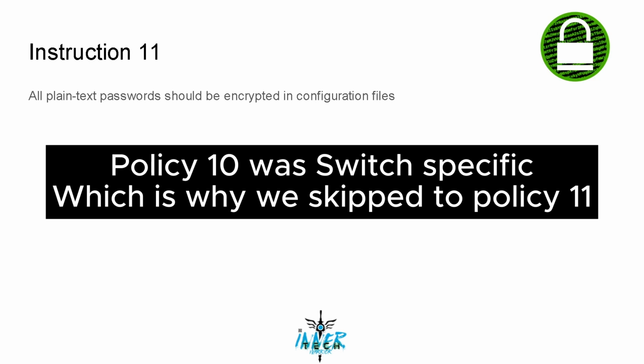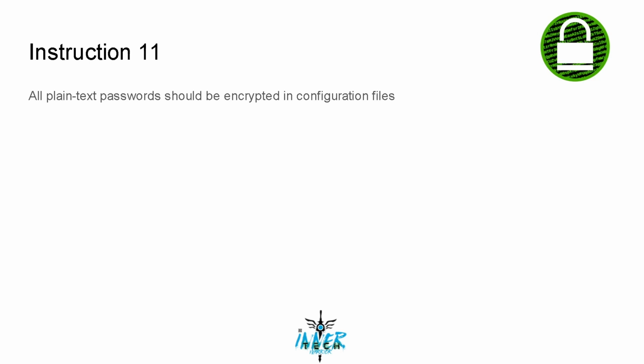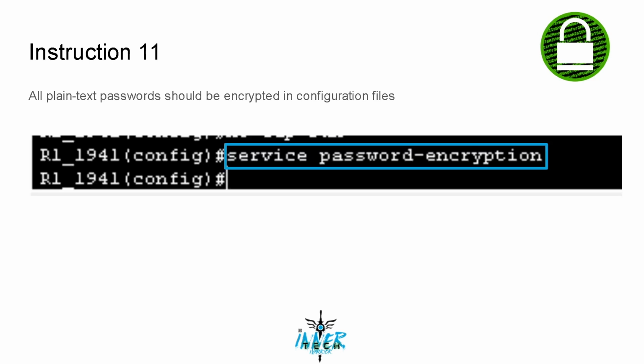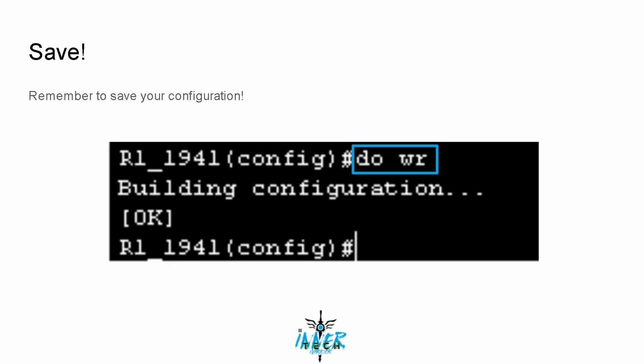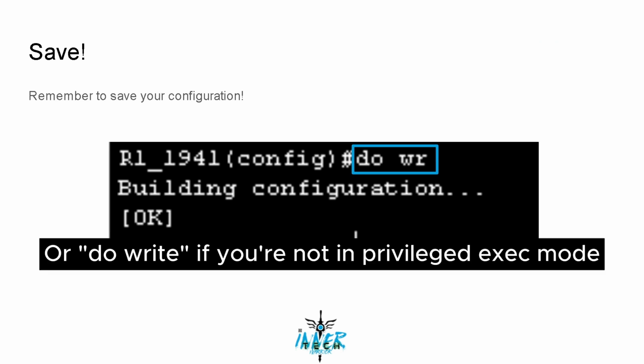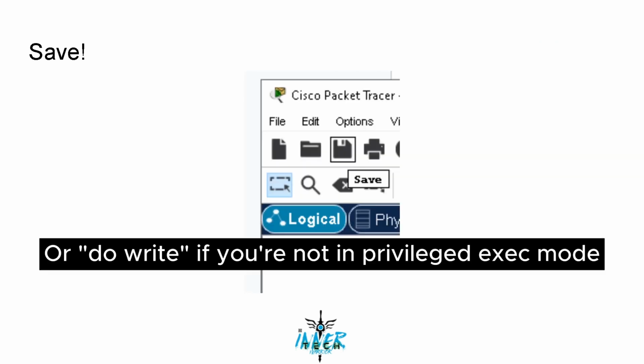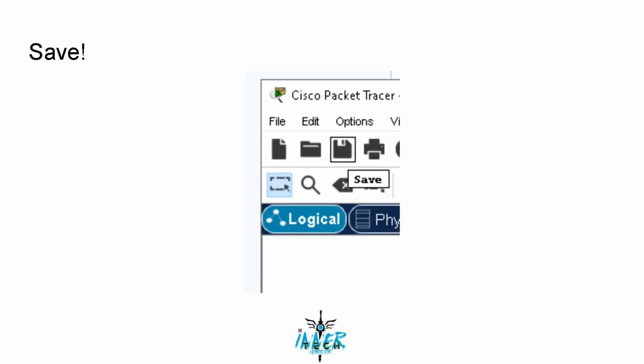Policy 10 is to encrypt all passwords as some passwords were not encrypted. To make sure that all the passwords are encrypted in the configuration files, we need to enter the command service password-encryption in global configuration mode. Remember to save the configuration with the write command, WR. Now save the Packet Tracer file.